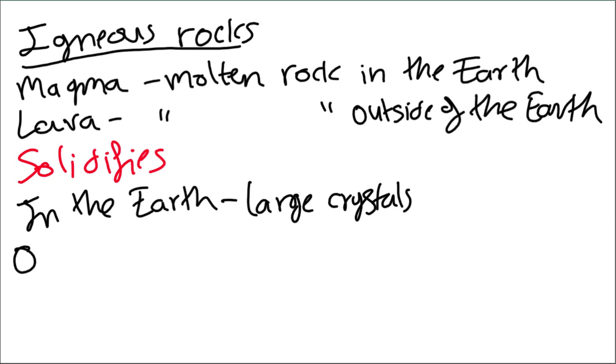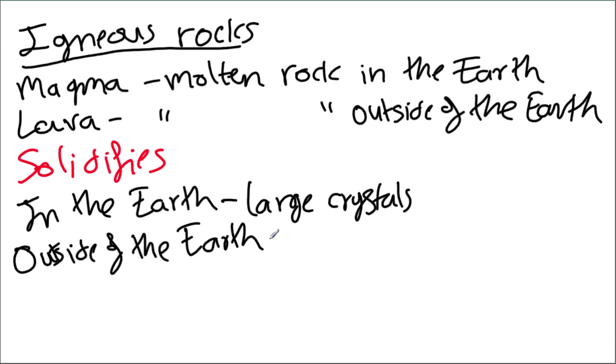If it solidifies outside of the earth, the outside of the earth is a lot cooler, so it's going to cool much quicker. So that means crystals don't have as much time to form, so we get small crystals. And this is extrusive igneous rock. Now some examples of igneous rock are things like granite. Granite is a really good example of igneous rock.